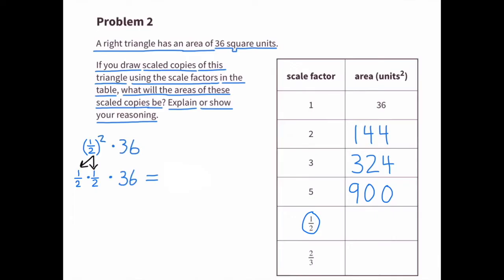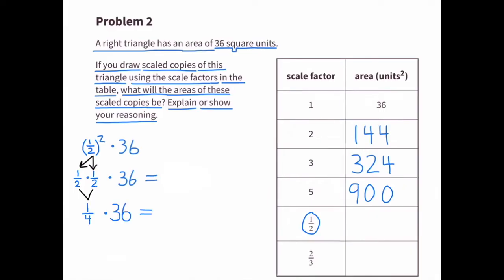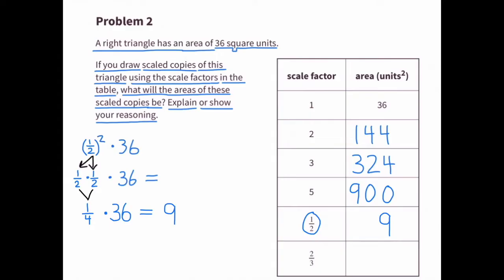When the scale factor is 1/2, I'll use 1/2 to the power of 2 times 36. 1/2 times 1/2 times 36. 1/2 times 1/2 is 1/4, or half of a half is 1/4. And 1/4 times 36, or 1/4 of 36, equals 9. So when the scale factor is 1/2, the area of this right triangle is 9 units squared, or 9 square units.